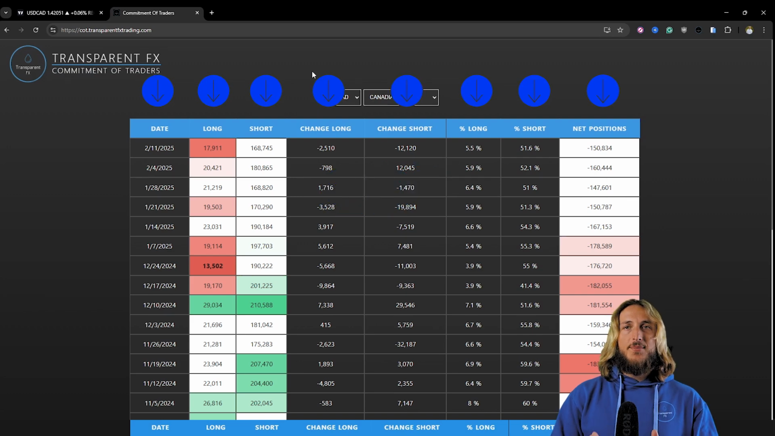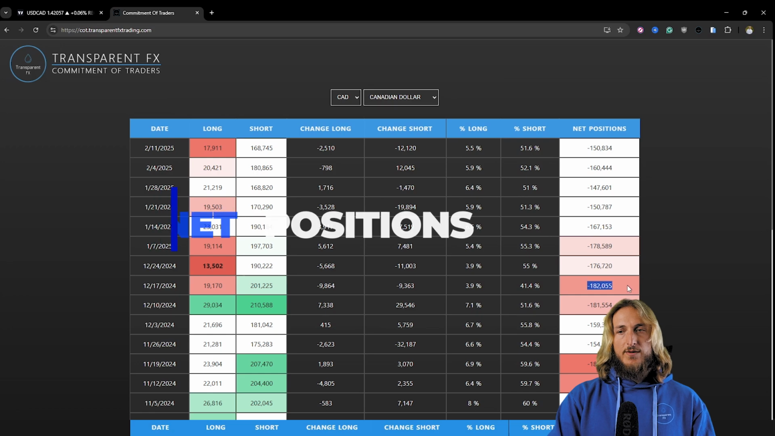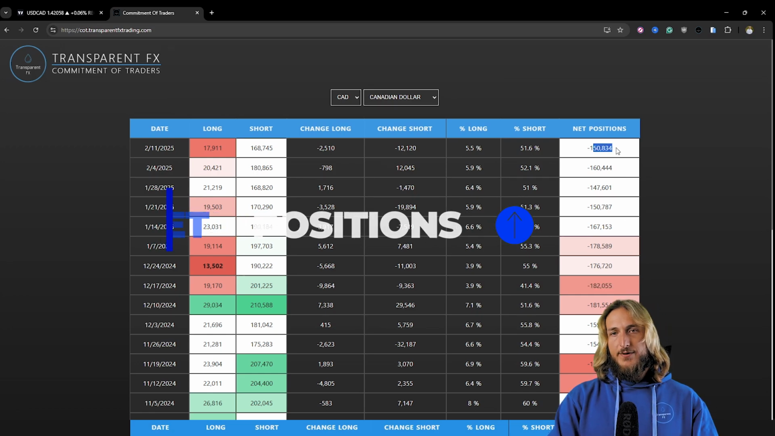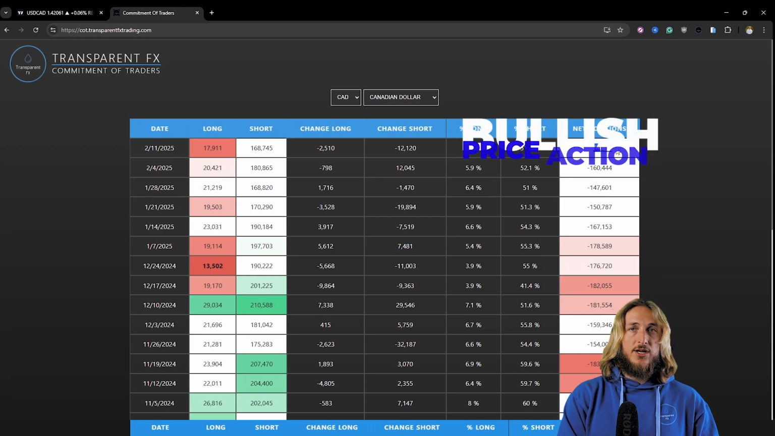Now, this is where the big players in the market are moving their positions. This is the non-commercials in the market. And what we can notice is that with the last reports, they have been increasing their net positions. We went from minus 182k all the way up to minus 150k. So this shows how institutions are starting to move back to the bullish side for the CAD.